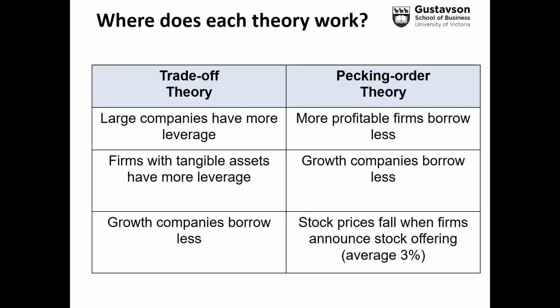In summary, both the trade-off theory and the pecking order theory provide insights which work for some firms. The trade-off theory works for large companies that have more leverage, firms with more fixed or tangible assets, and companies that are growing and borrow less. The pecking order theory shows that more profitable firms borrow less because they can avoid debt and use internal cash flow. Growth companies also borrow less. When companies issue equity, the announcement causes the share price to fall because of the negative signal.